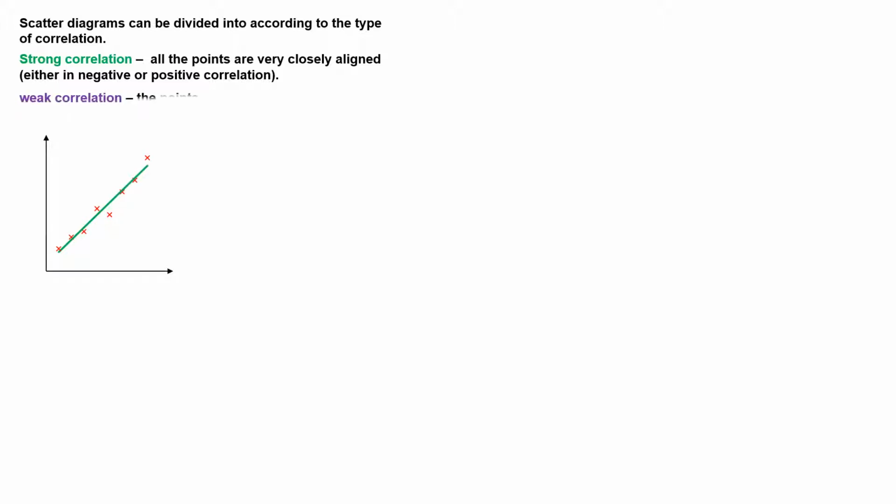Scatter diagrams can also be divided according to the strength of the correlation. Strong correlation: all the points are very closely aligned, either in negative or positive correlation. Weak correlation: the points are quite spread out and not clearly in line, either in negative or positive correlation.